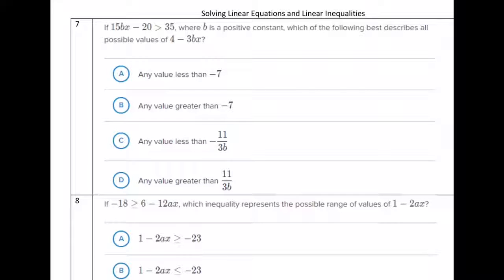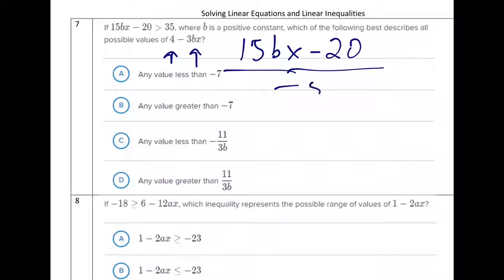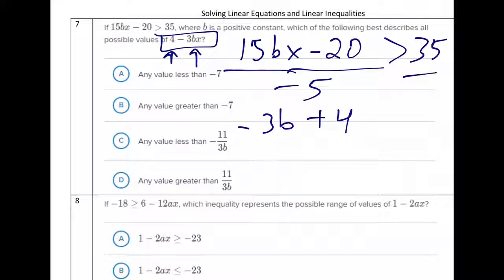Number 7, if 15bx minus 20 is greater than 35, where b is a positive constant, which of the following best describes all possible values of 4 minus 3bx? So to get from 15bx minus 20 to these values here, I had to divide by something. It turns out, if I divide the entire thing by a negative 5, 15bx becomes a minus 3bx. Negative 20 becomes a positive 4, which is what this is in the opposite order. So I also had to divide the right side by a negative 5. And if you remember anything about inequalities, dividing by a negative reverses the sign. So now this quantity, negative 3bx plus 4, or 4 minus 3bx, has to be less than negative 7.